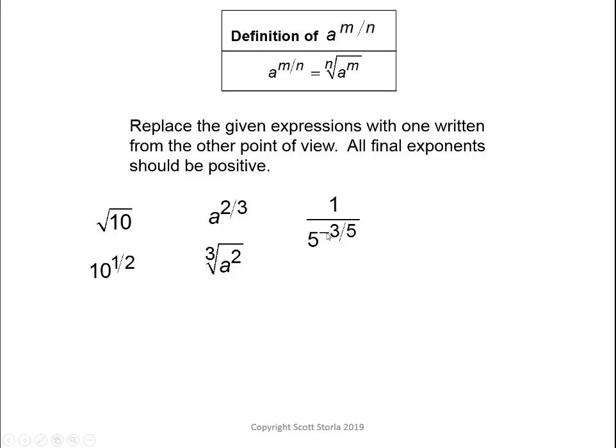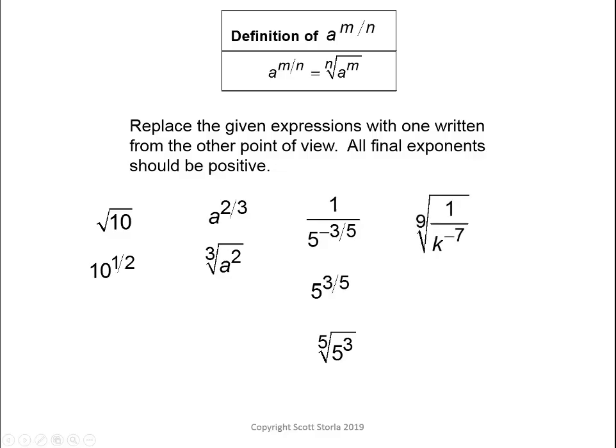If we have a negative exponent to begin with, then I would use my exponent rules. Since this is a negative 3/5 as an exponent in the denominator, it would be the same as a positive 3/5 exponent in the numerator. And now this would be the 5th root of 5 cubed. If you wanted to write 5 cubed as 125, that would be fine.